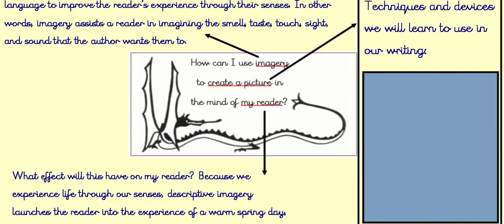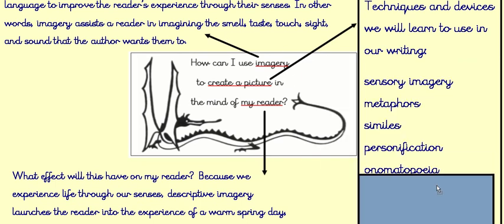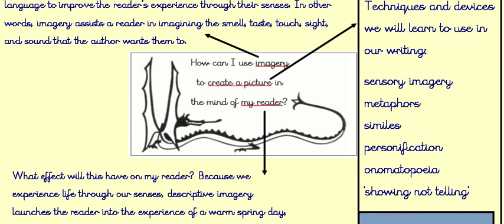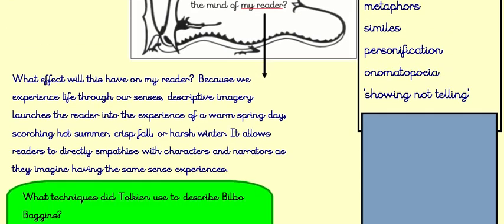So some techniques and devices we can use to help us with this are metaphors, similes, personification, onomatopoeia, and showing, not telling. And we're going to go through what those sorts of words mean later on today. And what is finally the effect you want to have on our reader?